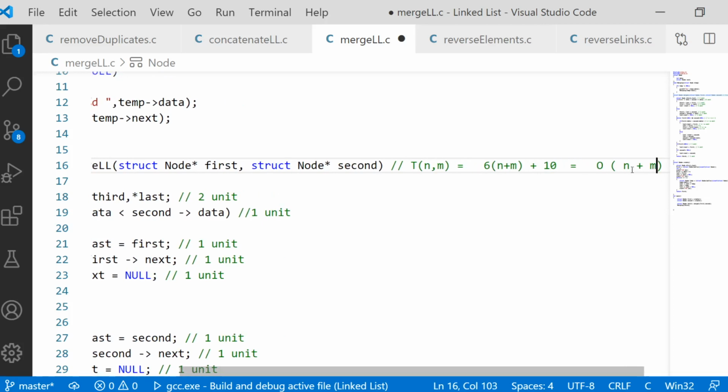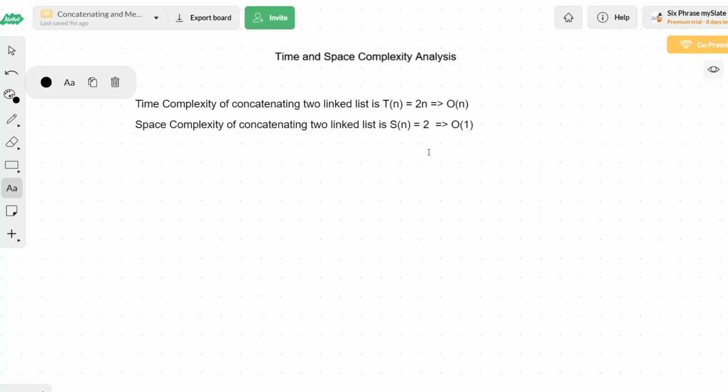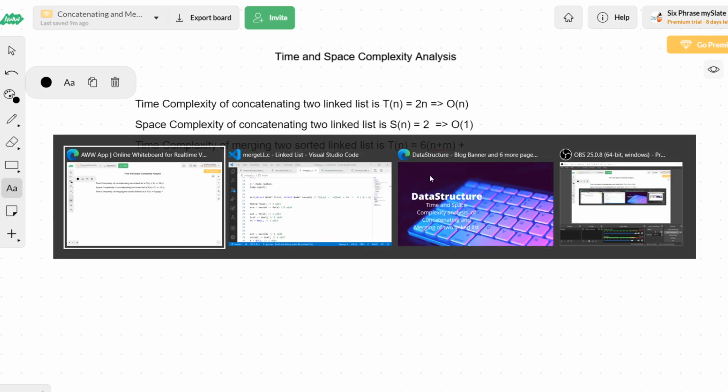What is n? What is m? n is the total number of elements available in the first linked list. m is the total number of elements available in the second linked list. So it is order of n plus m. Okay, so the same thing we will also mention here. The time complexity of merging two sorted linked lists is given by the equation T of n is equal to 6 of n plus m plus the constant term, which is 10.